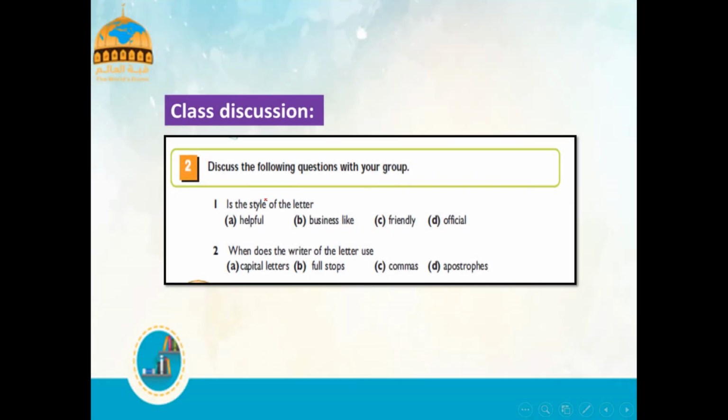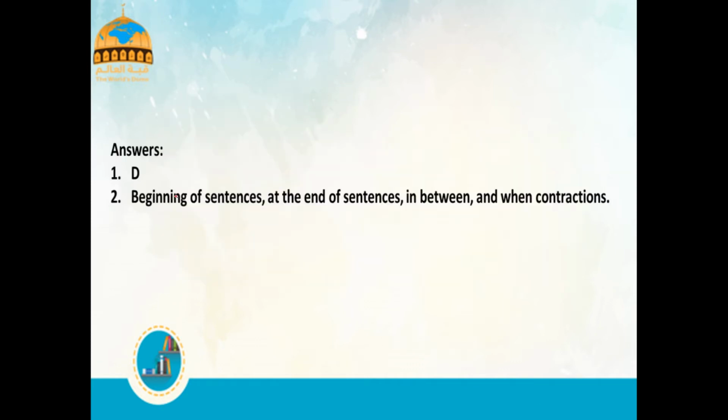And look at this table. Discuss the following question with your group. Is the style of the letter helpful, business-like, friendly, official? When does the writer of the letter use capital letters, full stops, commas, and apostrophes? The uses of these and the style, how you write, your language style, and so on. Here are the answers. Do you have any different answers?